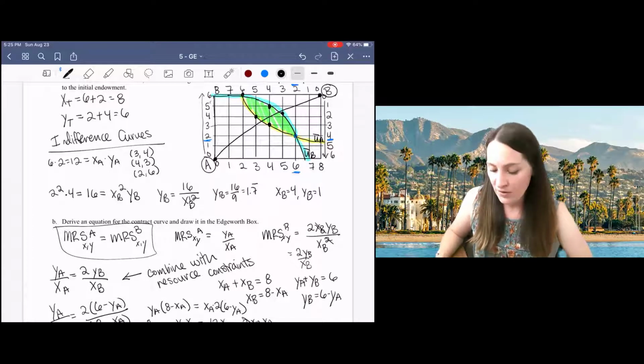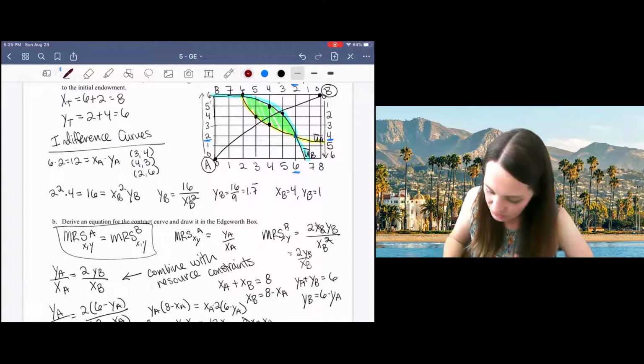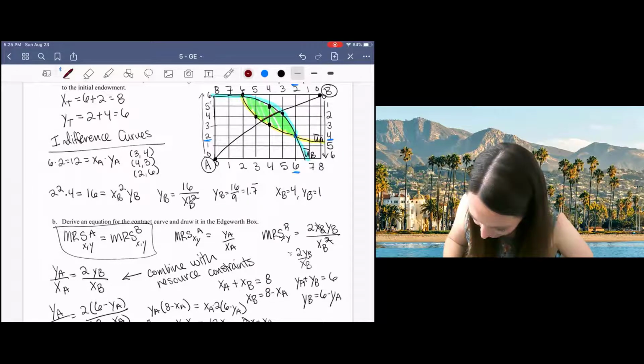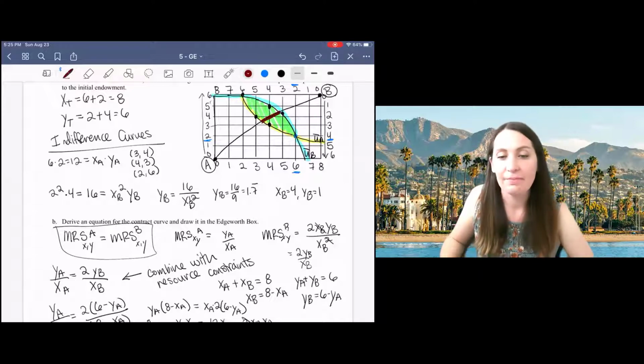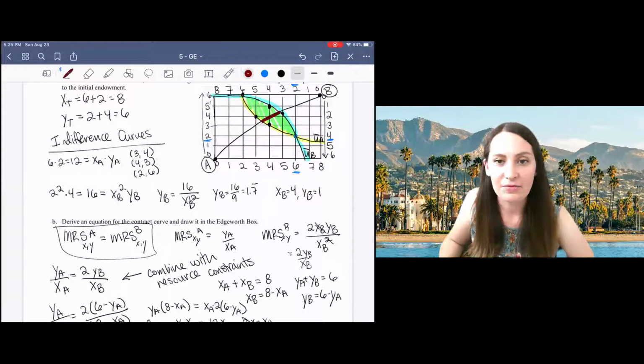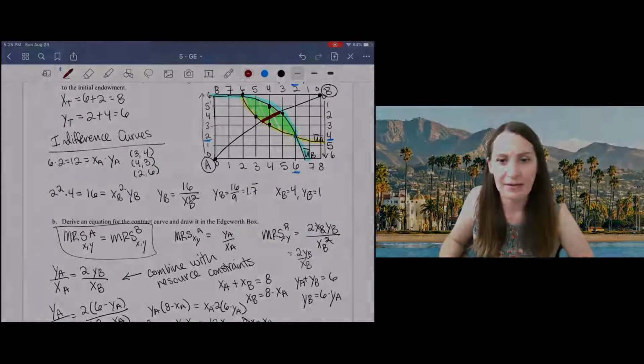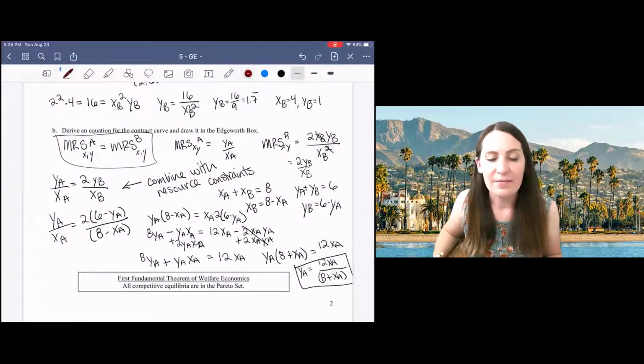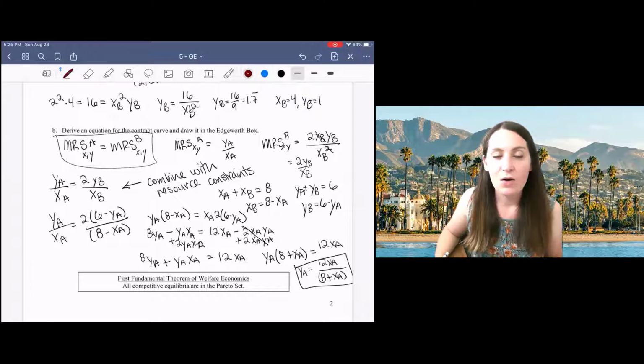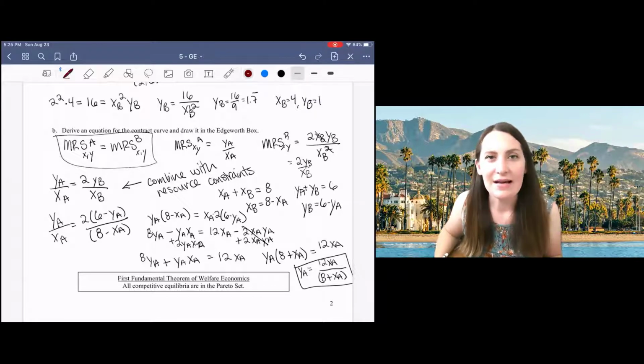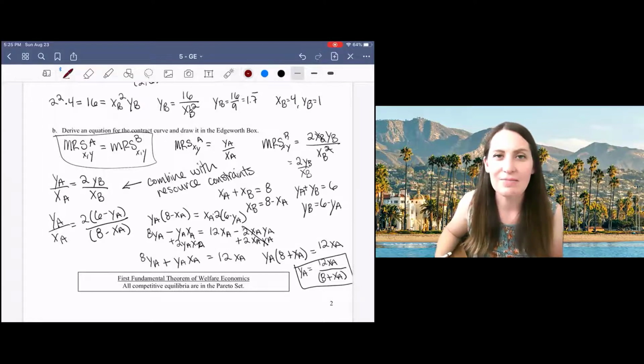So we can see that through trade, Anna and Ben could end up at any of these competitive equilibria that would be Pareto improvements to our initial endowment point. The first fundamental theorem of welfare economics is that all competitive equilibria are in the Pareto set. Why is that? Because a competitive equilibrium is a point at which all mutually beneficial trade is exhausted.